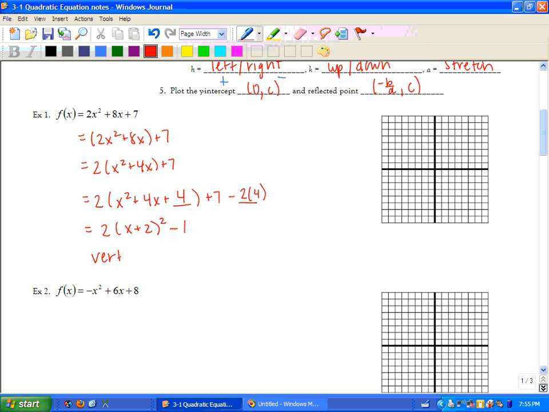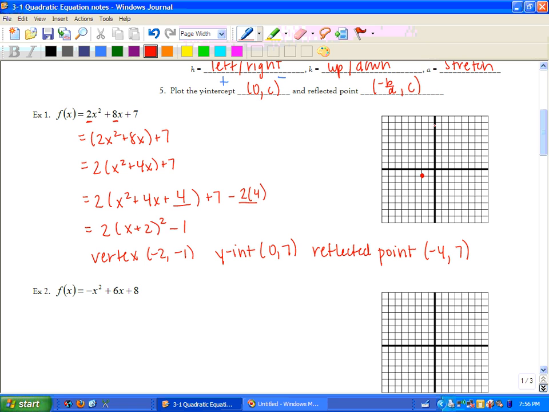So what that tells us is that the vertex is going to be at negative 2, negative 1. And from our original equation, the y-intercept should be 0, 7. And then the reflected point, you take the original negative b over a, and so that's going to be negative 4, and then the c, which was 7. So if we graph this, we'll go to negative 2, negative 1, that's our vertex.